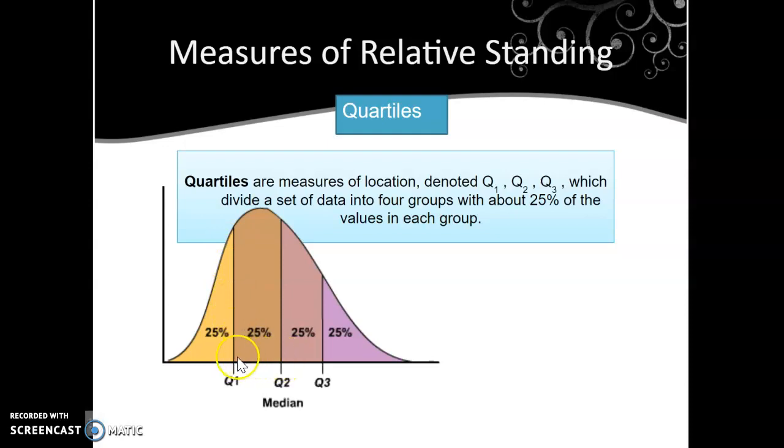And then quartile 2 is between P25 and P50. Quartile 3 is between the median, or P50 and P75. And then quartile 4 is everything above that.